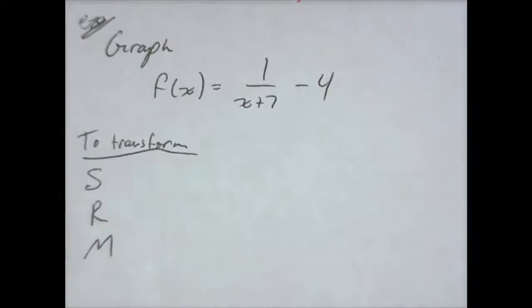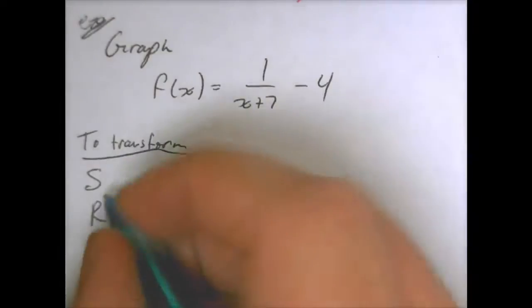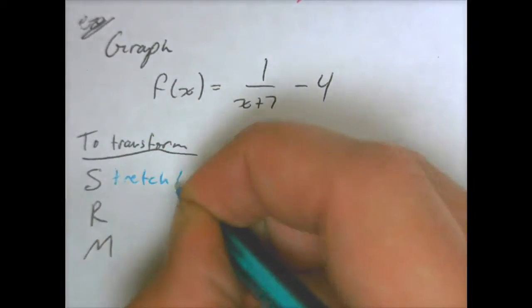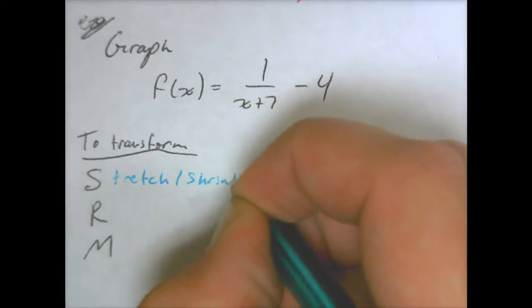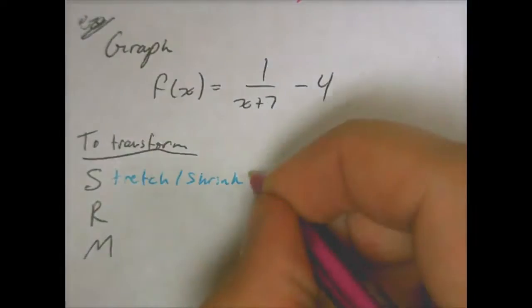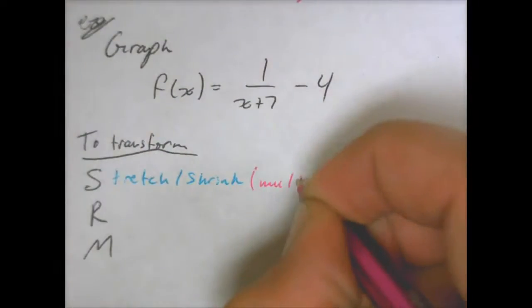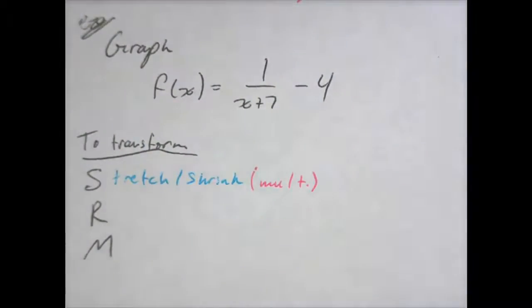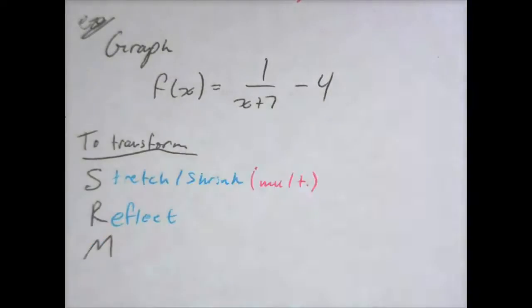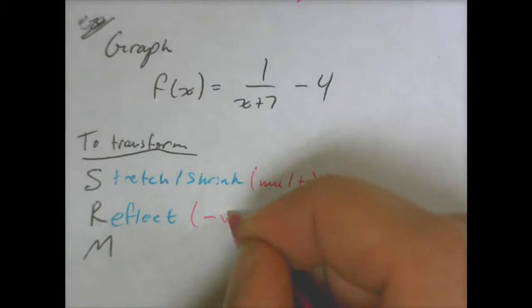Thank you, Mrs. Backwards. Okay, so these are basically the order of transformations. The S stands for stretching or shrinking, which really is just talking about multiplications of any kind. So if you have to multiply. Okay, the R stands for reflections, which is just talking about negative signs.